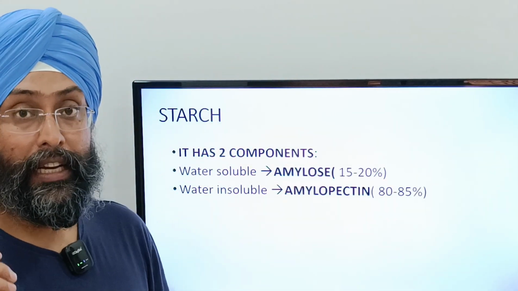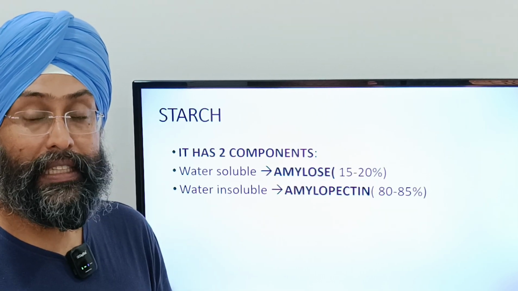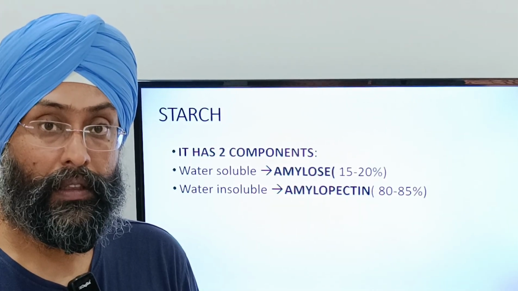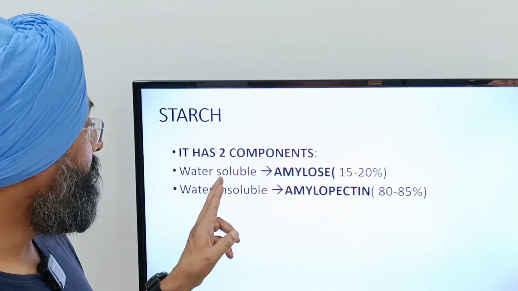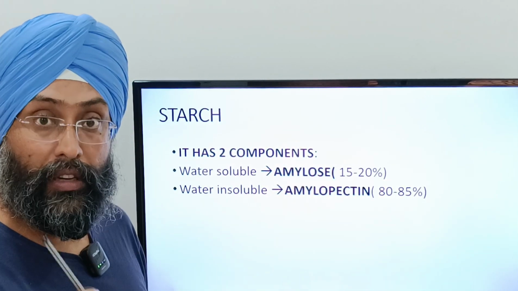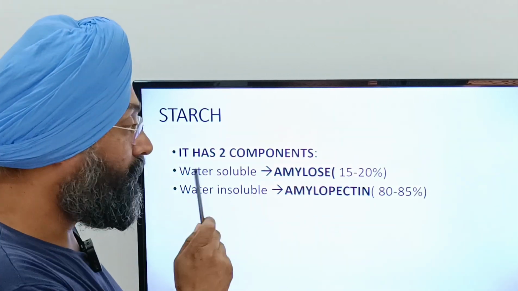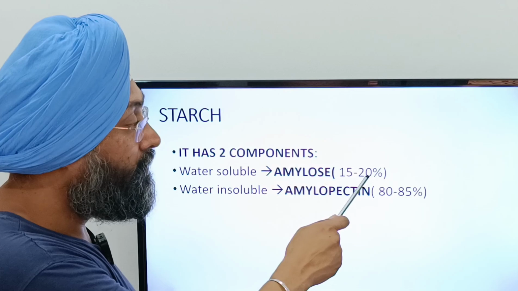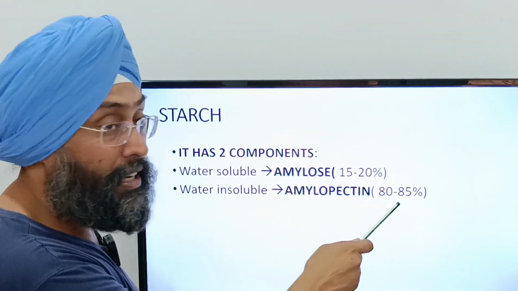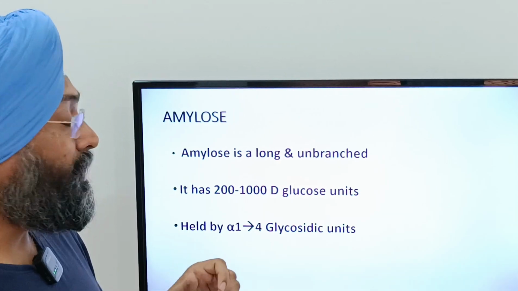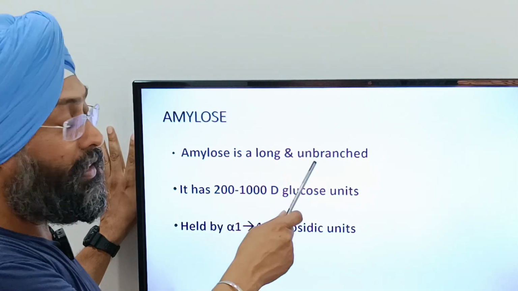Now, I told you that starch is divided into two categories, amylose and amylopectin. I'll start with amylose first. Starch has two components, amylose and amylopectin. Amylose is water soluble, and amylopectin is water insoluble. But the content of amylose is only 15 to 20%, and amylopectin is 80 to 85%. Now coming on to amylose in detail. It is long and unbranched.